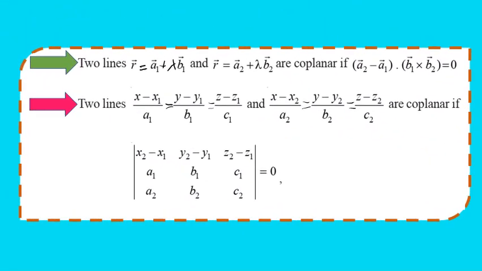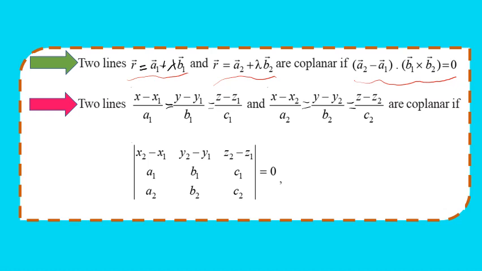Next we have two lines, r equals a1 plus lambda b1 and r equals a2 plus lambda b2, are coplanar if (a2 minus a1) dot (b1 cross b2) equals 0. Now if we have two lines and we have to prove that they are coplanar, then we have to write them in the standard form, that is r equals a1 plus lambda b1, r equals a2 plus lambda b2, and then find (a2 minus a1) dot (b1 cross b2). If this is equal to 0, then we say that the lines are coplanar, that is, lying on the same plane.